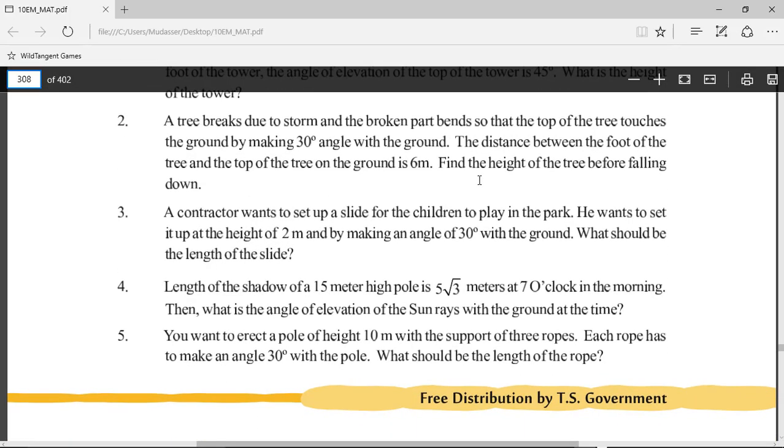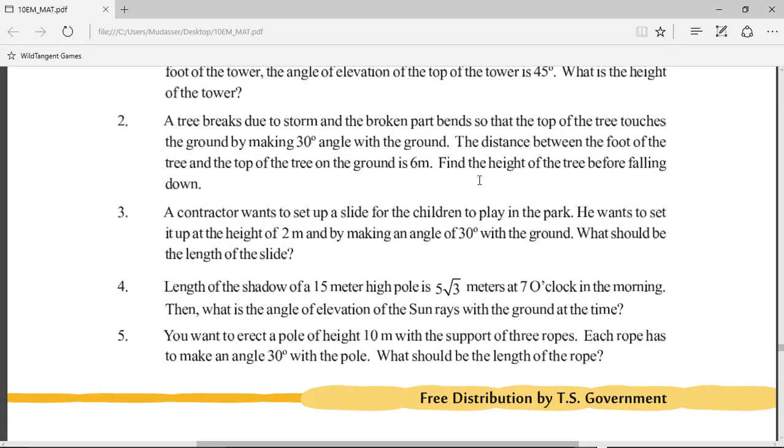Now there is one more question. The second question says a tree breaks due to storm and the broken part bends so that the top of the tree touches the ground by making 30-degree angle with the ground. The distance between the foot of the tree and the top of the tree on the ground is 6 meters. Find the height of the tree before falling down.